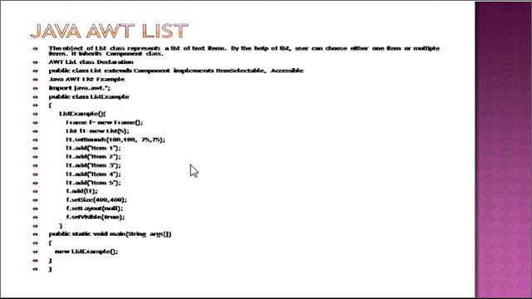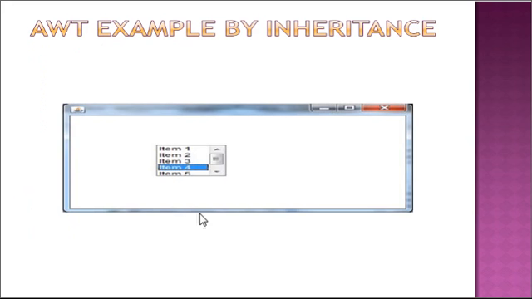And List is also a class of AWT. The output of this simple program scenario is a listing. Here you see there are different types of items in a Frame: multiple items, item 1, item 2, item 3, item 4.